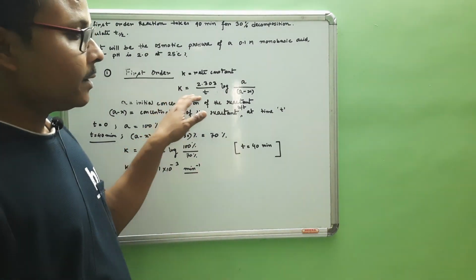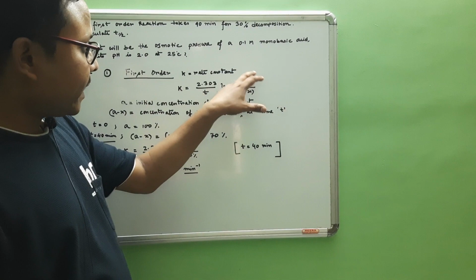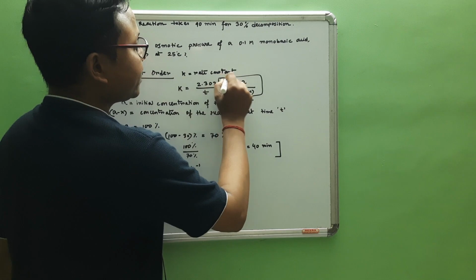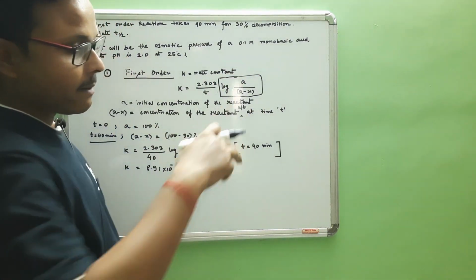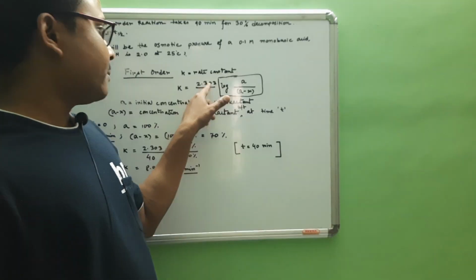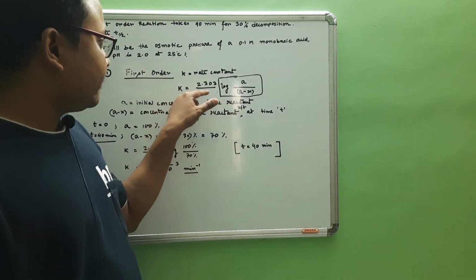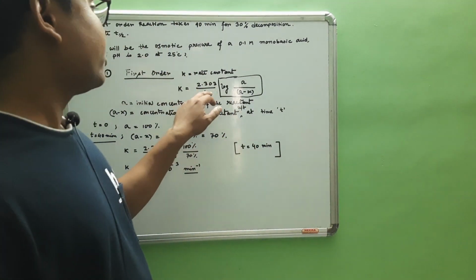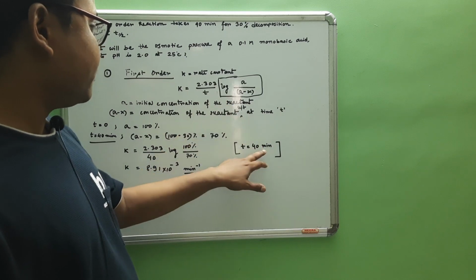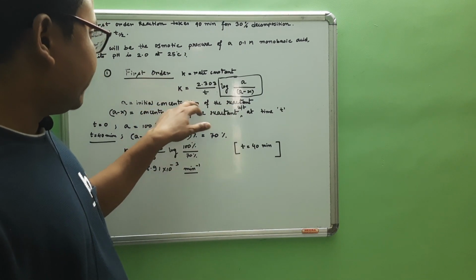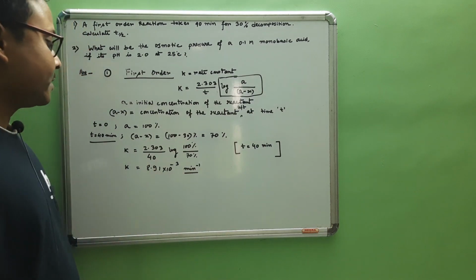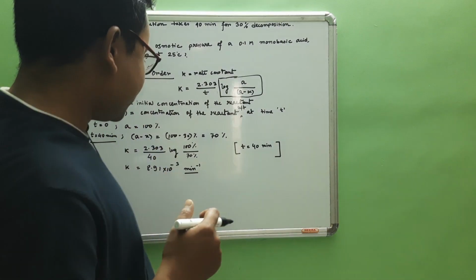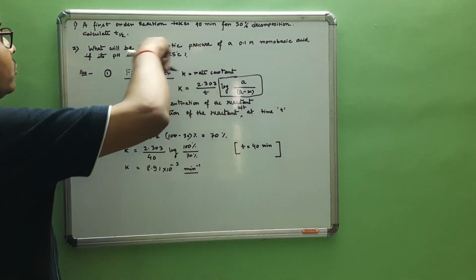The unit of k can be derived as follows. The unit of the log portion is null, because this is the ratio of the two same quantity, so this is unitless, and this is a pure number. So unit of k depends on 1 upon unit of t, because t is in denominator. The unit of t is minute, so unit of k will be minute inverse. So after calculation, it gives k equals to 8.91 into 10 to the power minus 3 minute inverse. So now we are to calculate the t half.